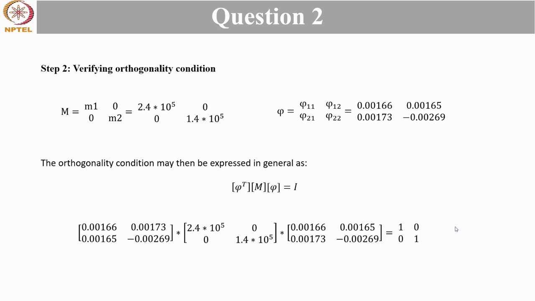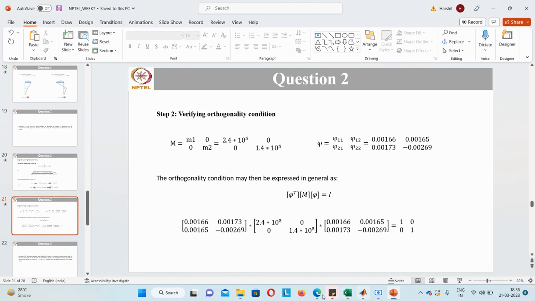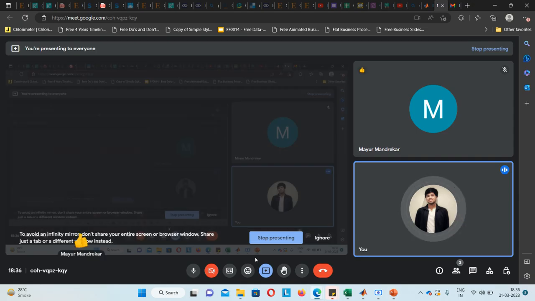Now placing all the values and solving this matrix multiplication, you can check that you will get an identity matrix. Since it is an identity matrix, it proves that the orthogonality condition is verified. And what do we mean by orthogonality condition? That the responses of the system are perpendicular to one another. I hope this question was clear to everyone: how we obtain the normalized mode, the concept behind the equation used for normalizing the modes, and how the orthogonality condition is verified. Any doubts in this question?